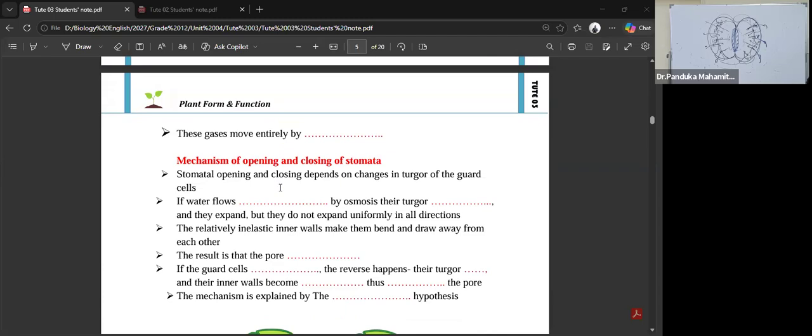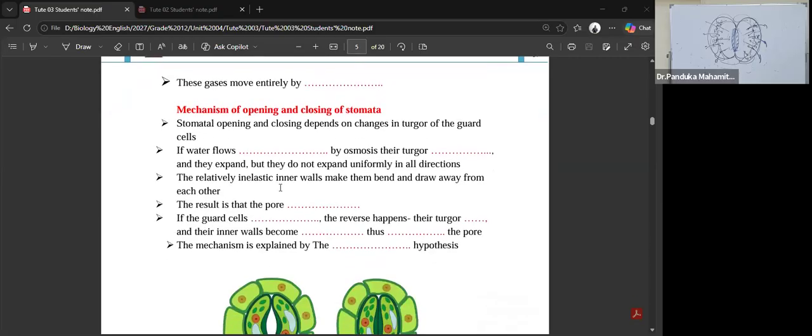Right. So the mechanism of opening and closing the stomata. Now we will write what we learned, right? Stomatal opening and closing depends on changes in turgor of the guard cells. Turgor means the pressure developed inside the cell because of the water. You have met this word previously also, turgidity. Turgidity means the pressure built inside because of the water, right?